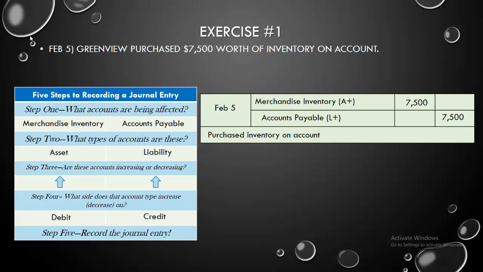Accounts payable is a liability. We owe something. In this case, we owe this vendor money for the purchase. And since we owe more, that liability account is going to go up, and like all liability accounts, it's going to go up on the credit side. So this journal entry on February 5th is going to be a debit to merchandise inventory for $7,500 and a credit to accounts payable for that same amount.